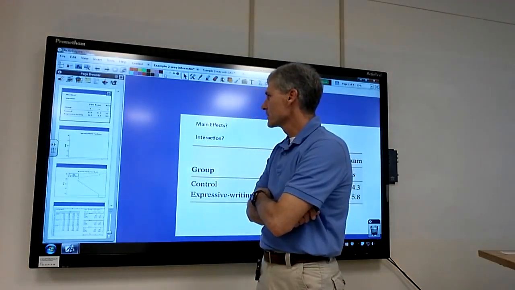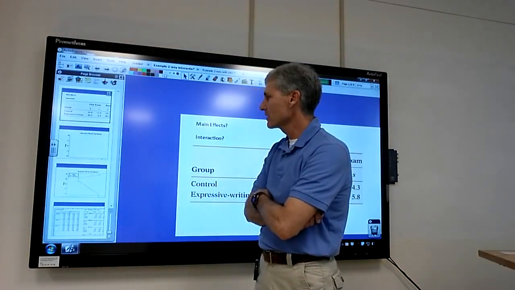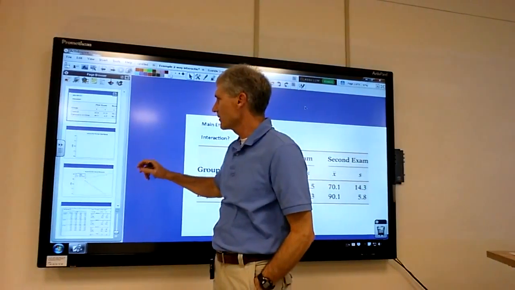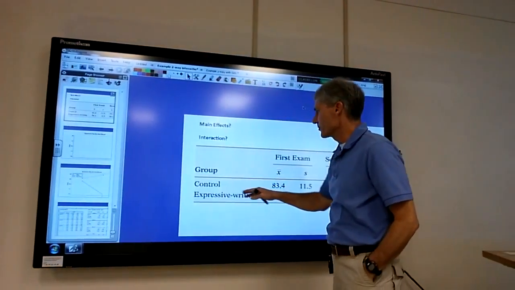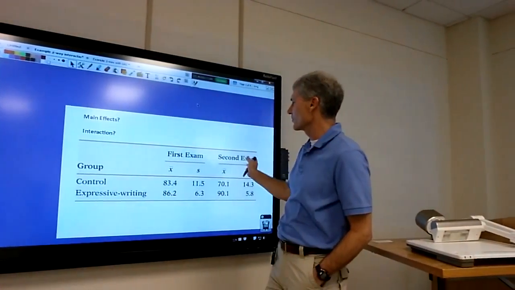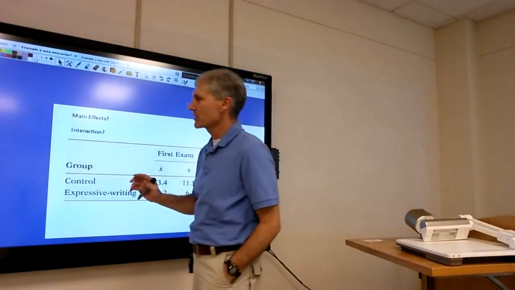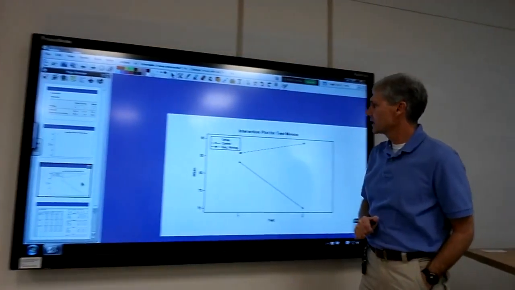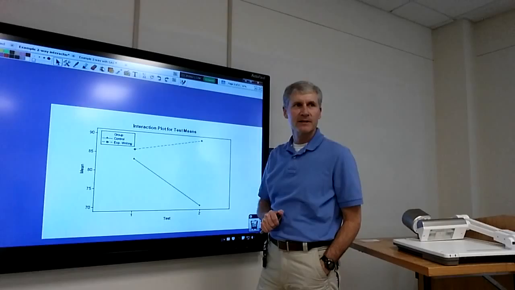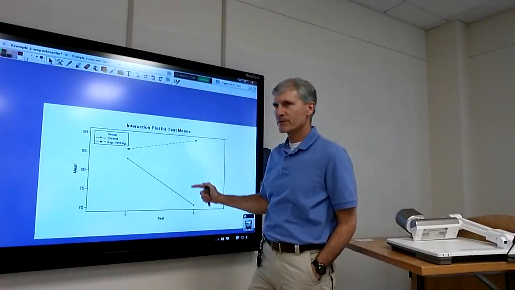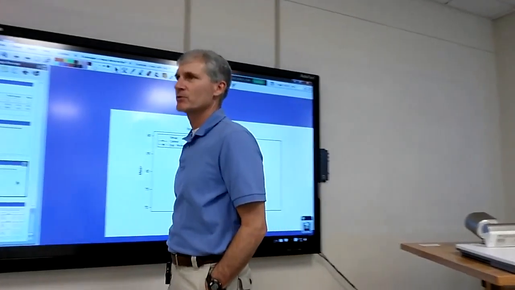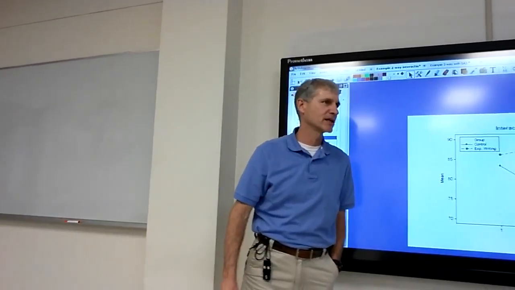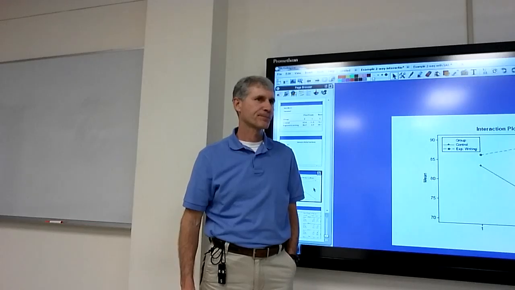Okay. So last time we started with the two-way ANOVA, and we were looking at this example with expressive writing versus control on first and second exam, and we talked about interaction. And remember the interaction plot. And what do we mean, first of all, by interaction between two factors? And this is statistical interaction. What does that mean? Yeah, we were talking about that last time.